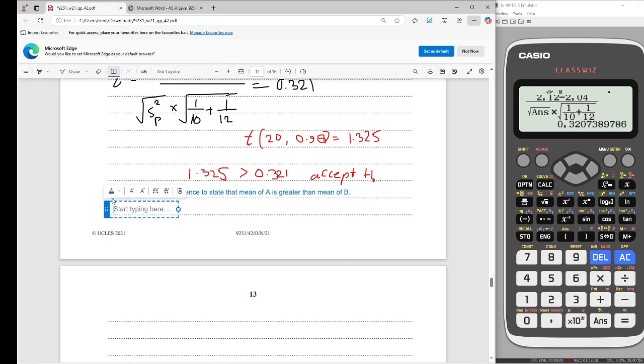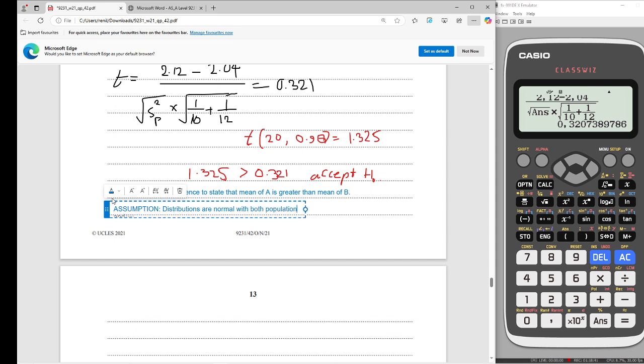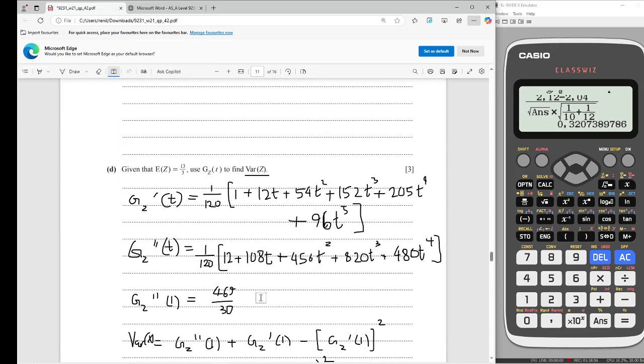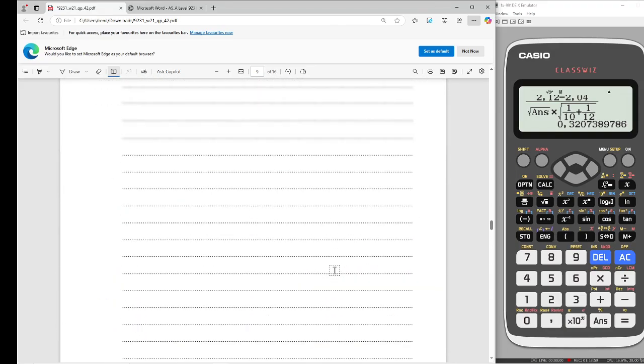As for the assumption, let's put it like this: assumption. Now we can say that distributions always need to be normal for this kind of test. So distributions are normal, and since we are using the pooled estimate formula, we're going to say distributions are normal with both populations having equal variances, and this right there should conclude that question. There are alternative methods for doing it with S2, but yeah, that's pretty much it for that question as well.